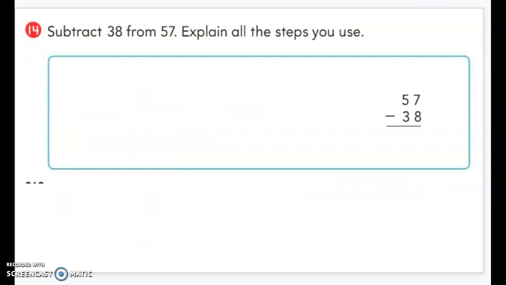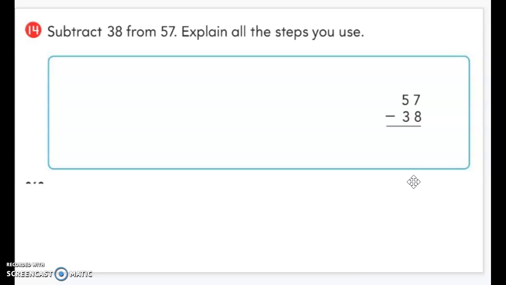All right, the last one. It says subtract 38 from 57. Explain all the steps you used. So, look at it first. If the number on the bottom is bigger than the number on the top, you go next door and you knock, knock, knock. So you could write, I don't have enough ones to subtract, so I have to go next door and ungroup a 10. And then solve the problem and write out the different ways of how you solve that problem.